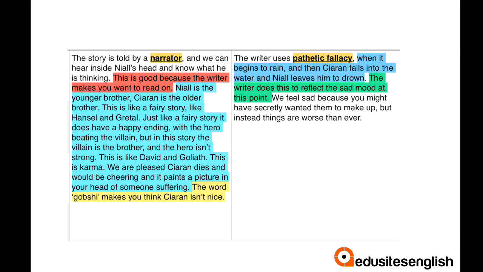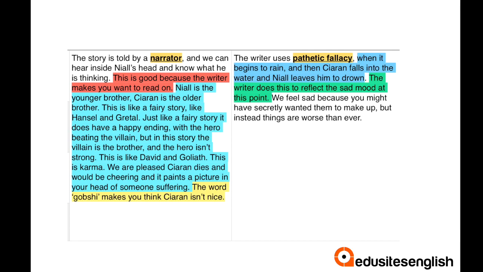Talking about things like it being karma, this comes up a lot with students when they're waffling and they're not sure what to write. They always seem to write about karma without really understanding what karma is. And this response is typical in that sense: they haven't really understood the story and have waffled instead, or not understood what the question was really asking them. The last comment that I've highlighted in yellow, the word "gobshite" makes you think Kieran isn't nice. Well, that's definitely language analysis, so they're getting marks for narrator. We'll give a mark for "this is good because the writer wants you to read on" in so much that we can acknowledge they've tried to say something.